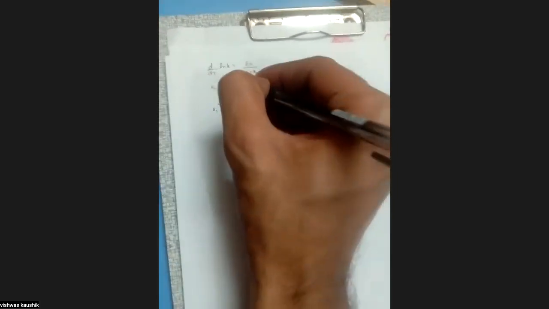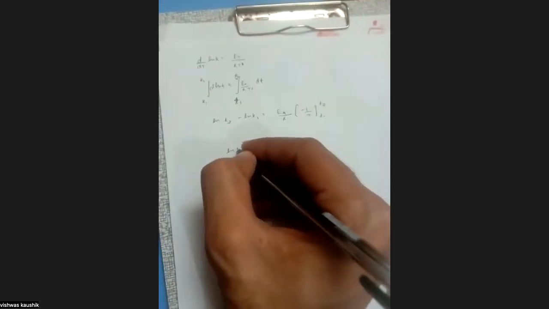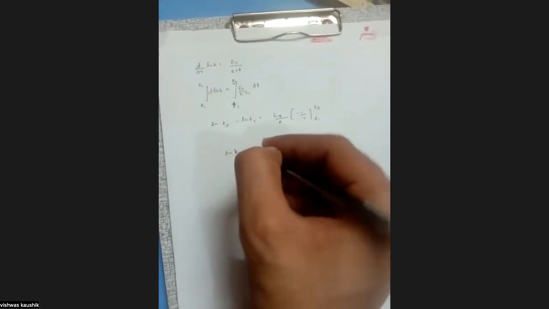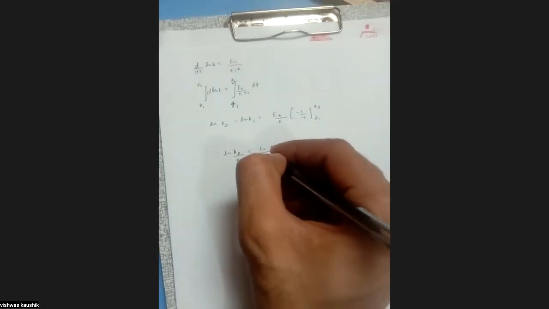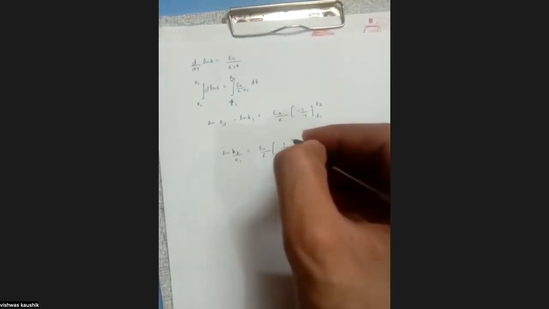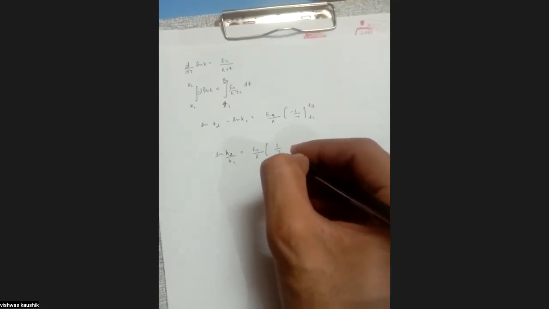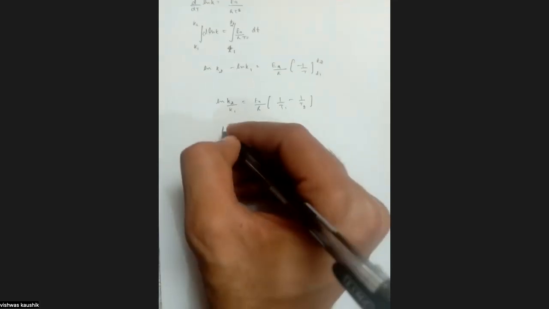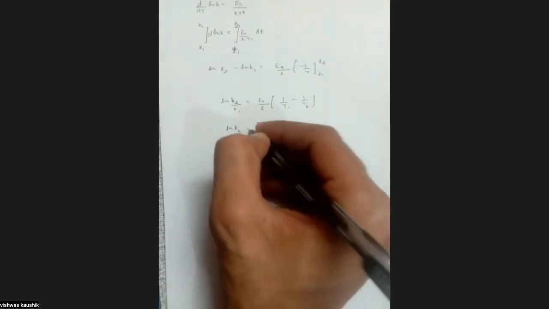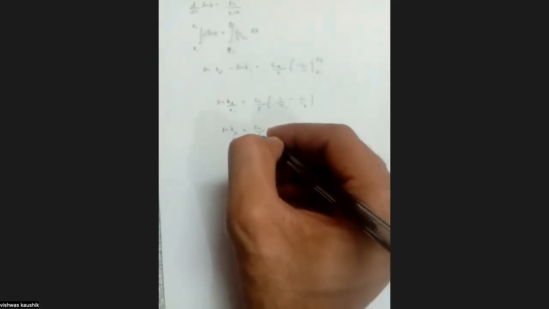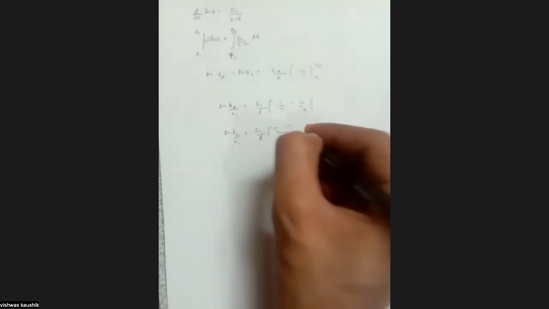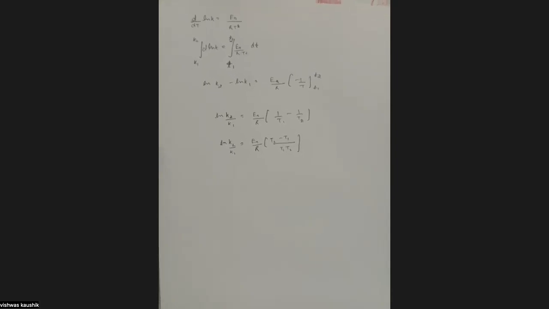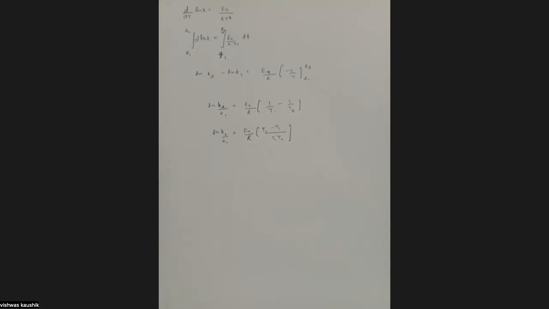So ln k2 upon k1 will be E upon R times 1 upon t1 minus 1 upon t2. So it will give me ln k2 upon k1 equals E upon R times t2 minus t1 upon t1 t2. So this is the derivation of the Arrhenius equation's integrated form, sir.